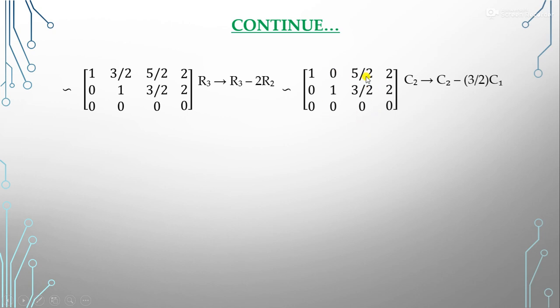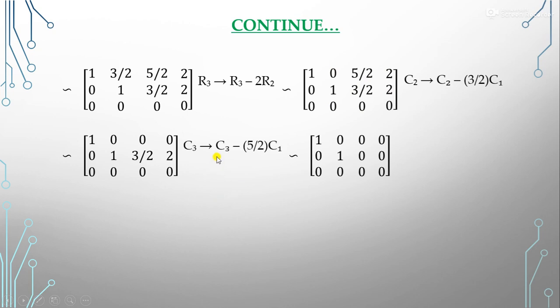Now next we have to make these all become 0. So we use the next operation, C3 minus 5 by 2 C1. If we apply it, it becomes 0. After that, to make this 0, we can apply C4 minus 2 C1, so it becomes 0. Now we have to make these elements become 0. So we apply C3 minus 3 by 2 C2, so it becomes 0, and C4 minus 2 times C2, so it becomes 0.